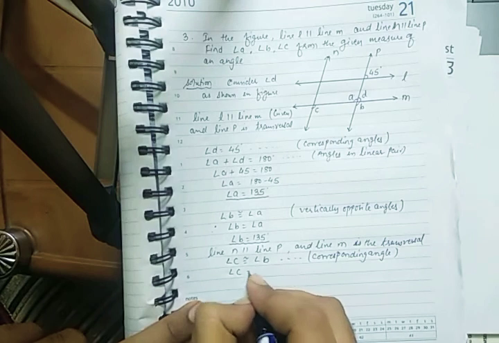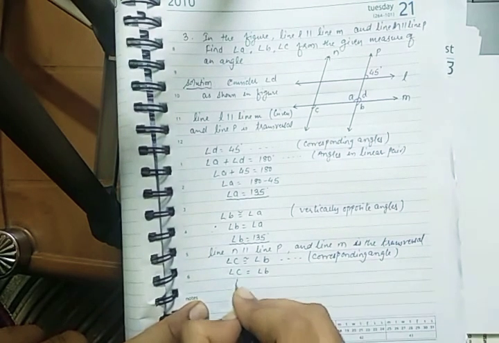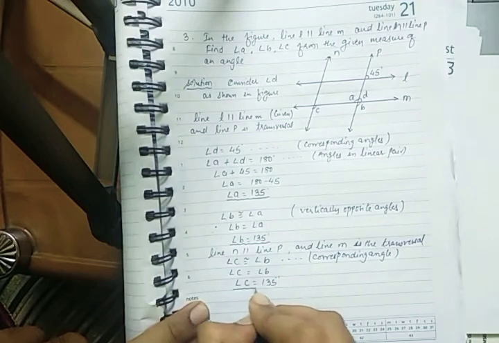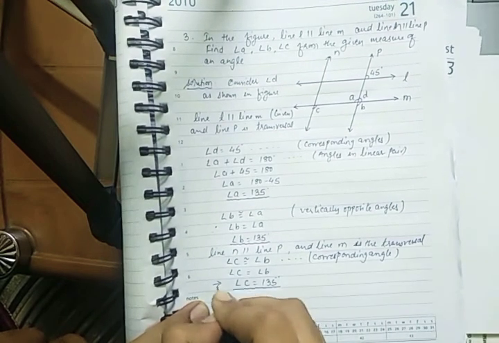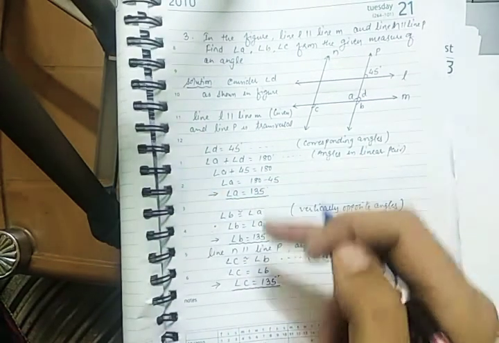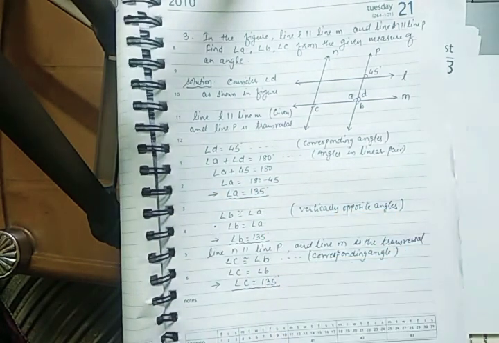So you can write here angle C is equal to angle B. So angle C is equal to 135 degrees. So students, you can see that angle ABC, all angles are 135 degrees. I hope it is clear.